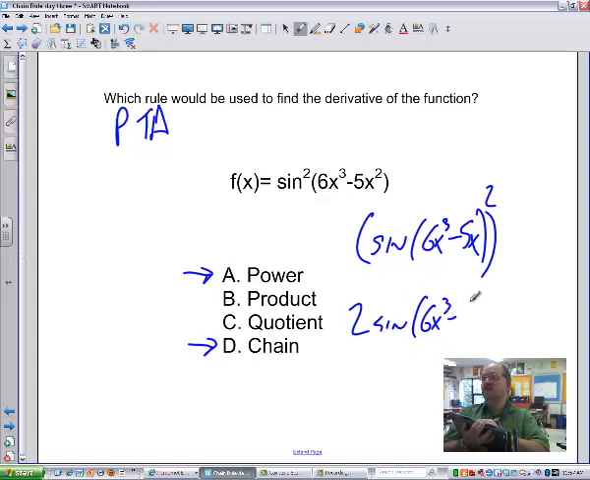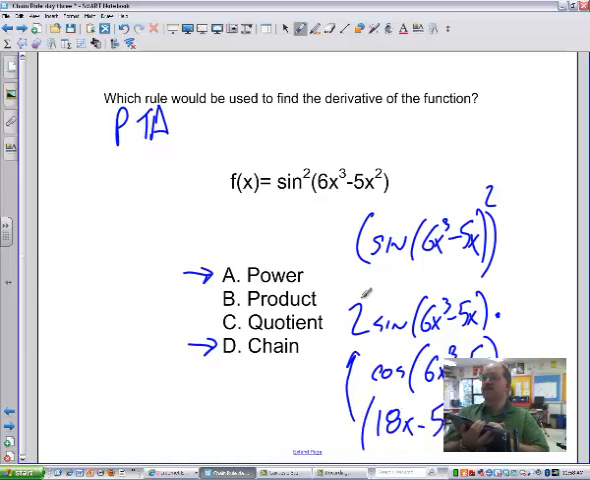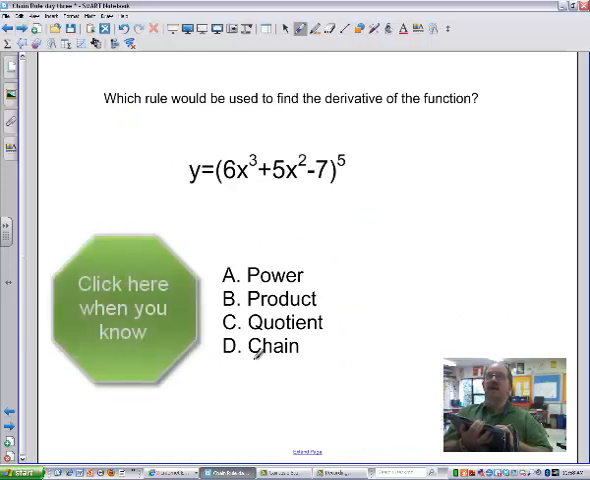minus 5x. And then we'd use the trig derivative, and so we'd multiply this by the derivative of sine, which is cosine of 6x cubed minus 5x. And then we multiply by the derivative of the argument, which in this case is 18x minus 5. And I'm not going to make it look nice, but connect that with 2, sine, cosine, and so forth. All right. How about this one?